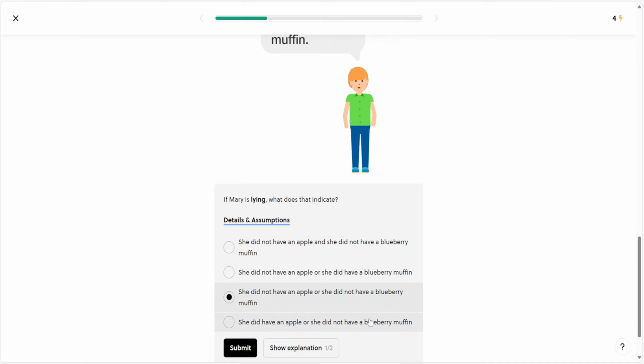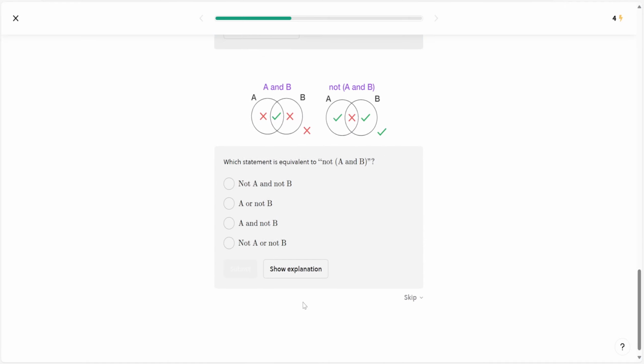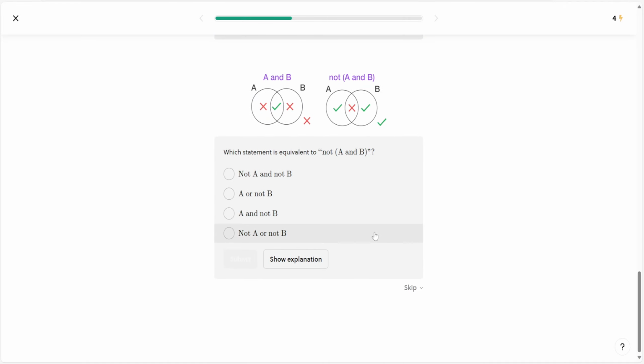She did not have an apple, or she did not have a blueberry muffin. She did not have an apple, and she did not have a blueberry muffin. So I think it's or, because this is and or. So I think it's or. Yeah. Jesus Christ, man. Okay.